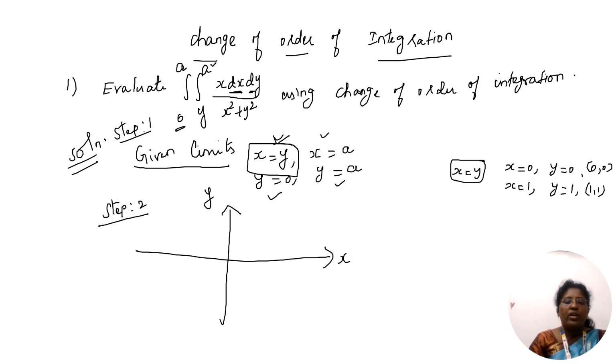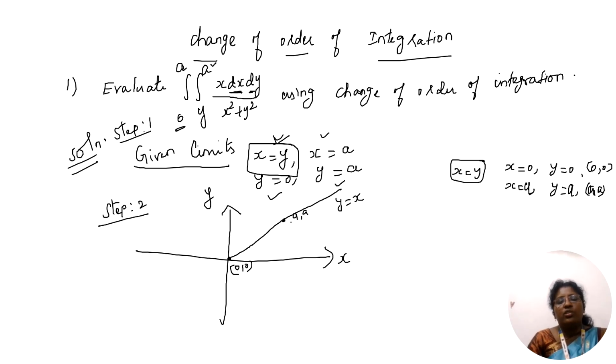By joining these 2 points, 0, 0 and 1, 1, we get the straight line. Or we can take x is 0, y is 0, then if x equal to a, we get y equal to a, so the point is a, a. This is the straight line y equal to x, or x equal to y.